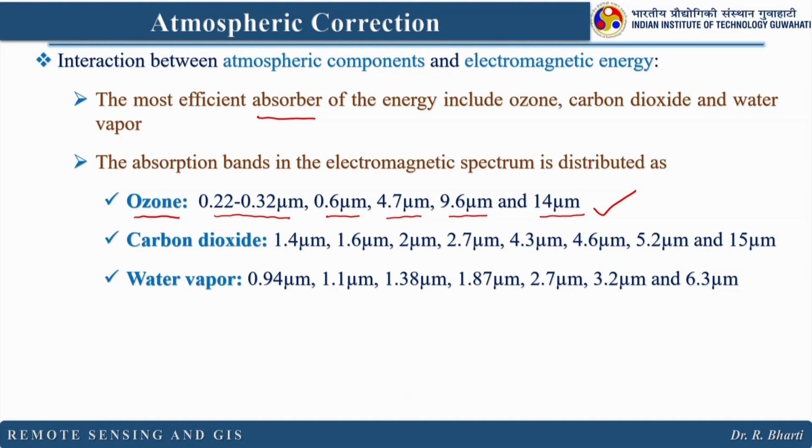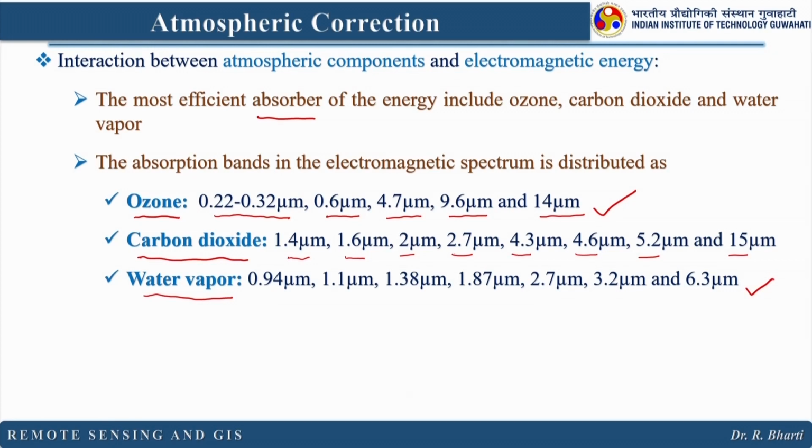Now, the next one is carbon dioxide. Here you have 1.4, 1.6, 2, 2.7, 4.3, 4.6, 5.2 and 15 micrometer. In the case of water vapor, you have all these wavelengths where the water vapor signature can be identified.